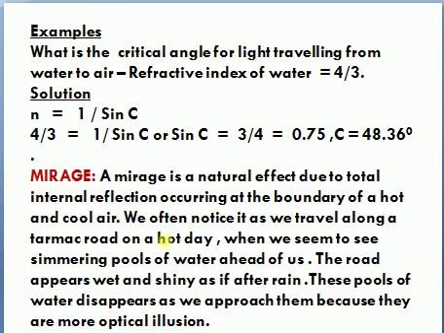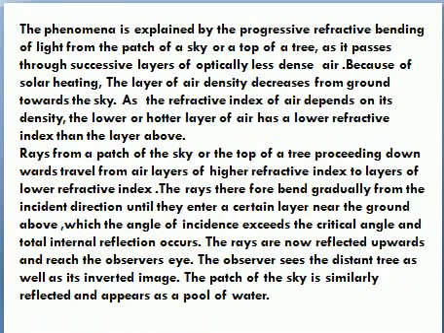Now, as I've said before, we notice it as we travel along a tarmac road on a hot day, when we seem to see a shimmering pool of water ahead of us. The road appears wet and shiny as if after rain. Now these pools of water disappear as we approach them because they are mere optical illusions. They are not real. Now what happened?